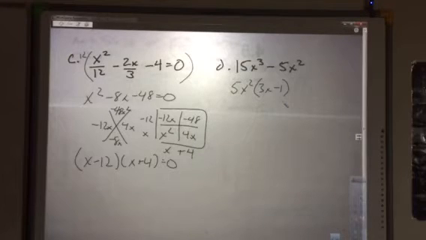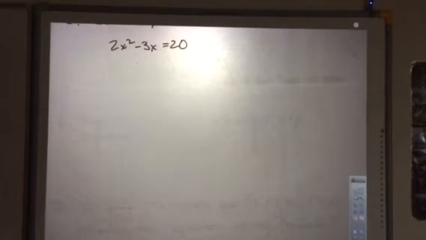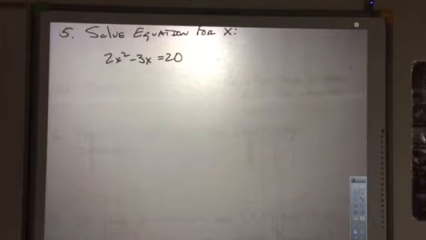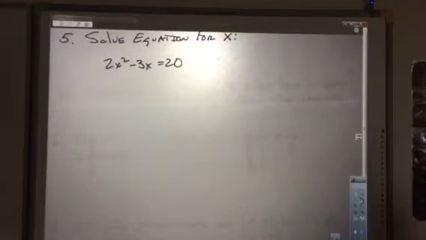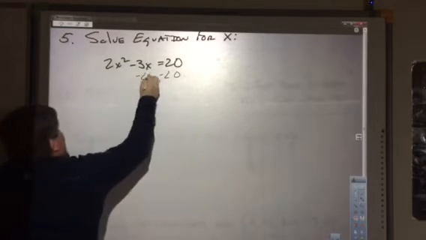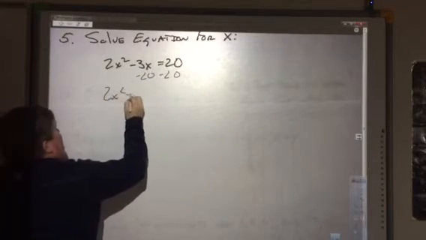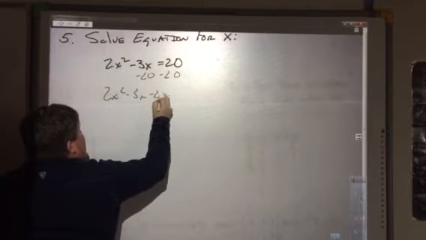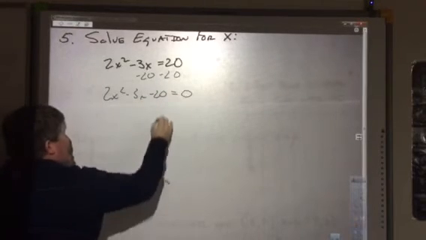Number 5. Now they're trying to fool you here a little bit on number 5. We're still going to do the same thing. Okay? We want to solve this equation for x. So we look at this. Since it's not equal to 0, we need to make it equal to 0. So I'm going to subtract 20 from both sides. 2x squared minus 3x minus 20 equals 0.